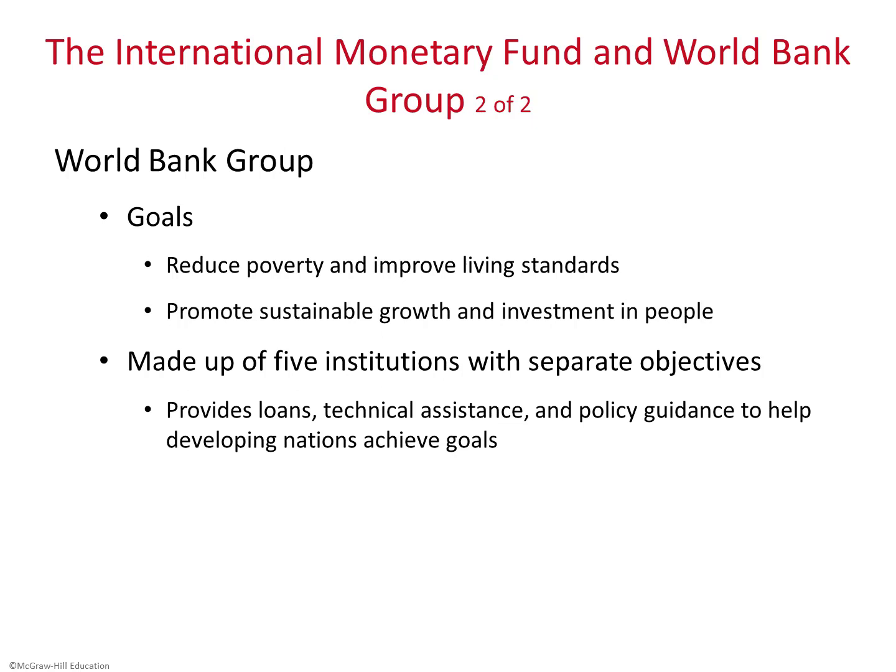The World Bank Group. Its goals are to reduce poverty and improve living standards, and to promote sustainable growth and investment in people. It is made up of 5 institutions with separate objectives. These provide loans, technical assistance, and policy guidance to help developing nations achieve their goals.